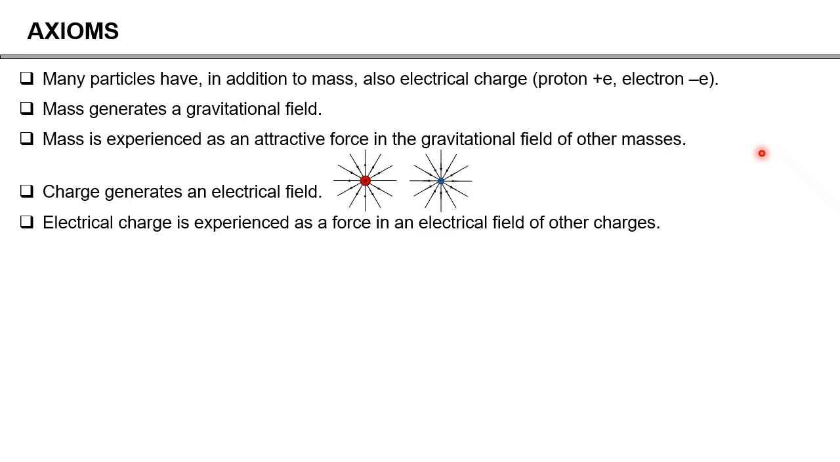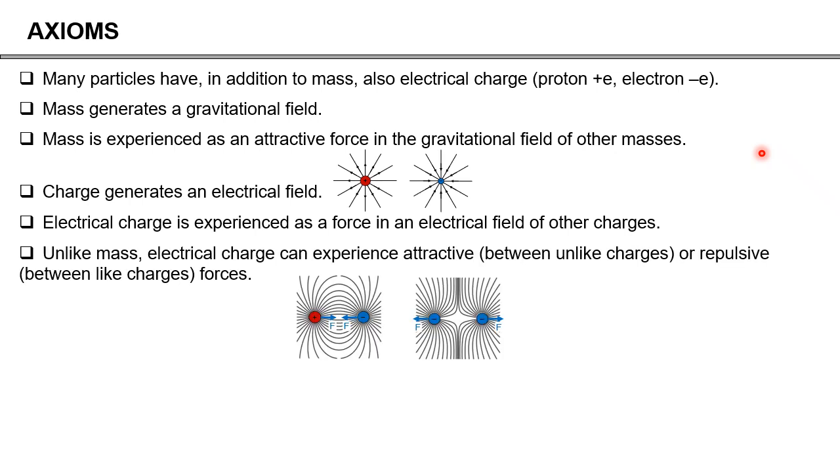And the electric charge is then experienced as a force in the electric field of other charges. However, there is a big difference from mass, because the force between two masses is always attractive. Therefore, things always fall down and they don't fall up. However, electric charges can be positive or negative. And if the charges are opposite, then it's an attractive force pulling them together.